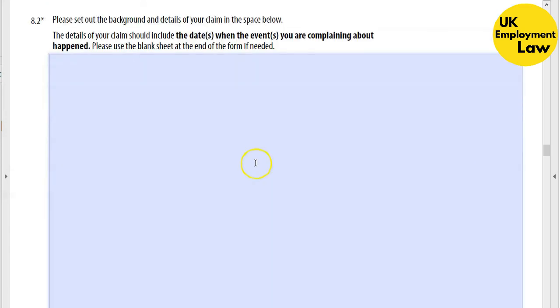Section 8.2. Please follow the instructions. It clearly states that you should include the dates when the events you are complaining about happened. You can provide extra information at section 15, page 12. There is a separate section within the form that has been provided, so you can provide that information there.